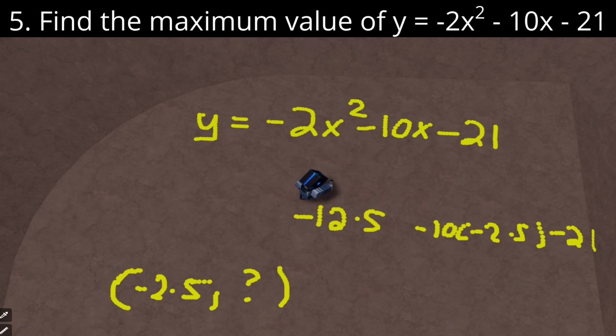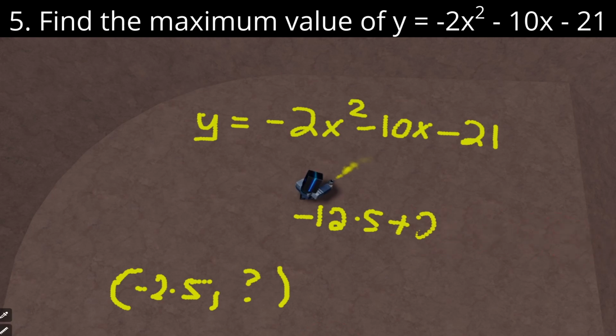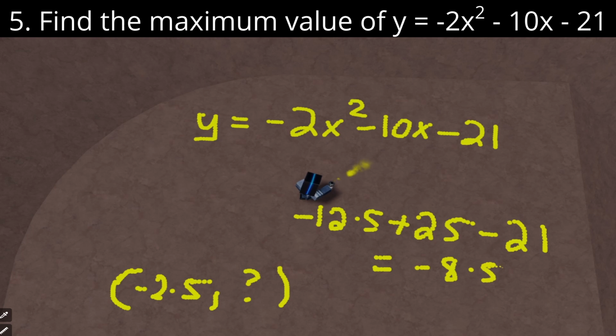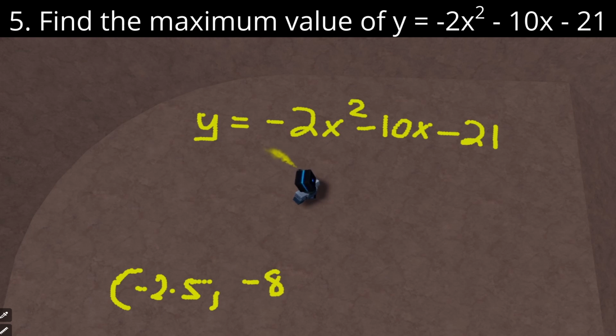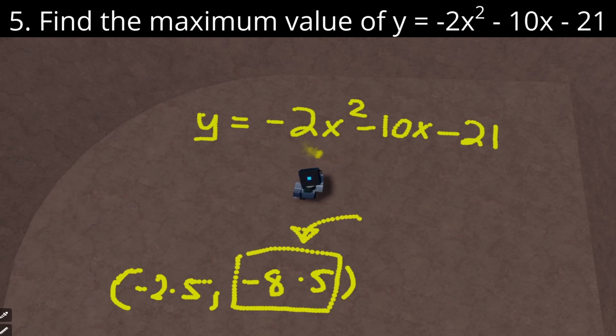And then minus 10 times minus 2.5, that just becomes positive 25. And then we still have a minus 21. And then if you evaluate all of this, you'll find that this is equal to negative 8.5. So that is the y value of our vertex. So now let me fill this in. Our vertex is minus 2.5, comma, minus 8.5. And then when it wants the maximum value of this function, that is just the y-coordinate. So our actual answer is just 8.5. And just like that, we're done with this problem.